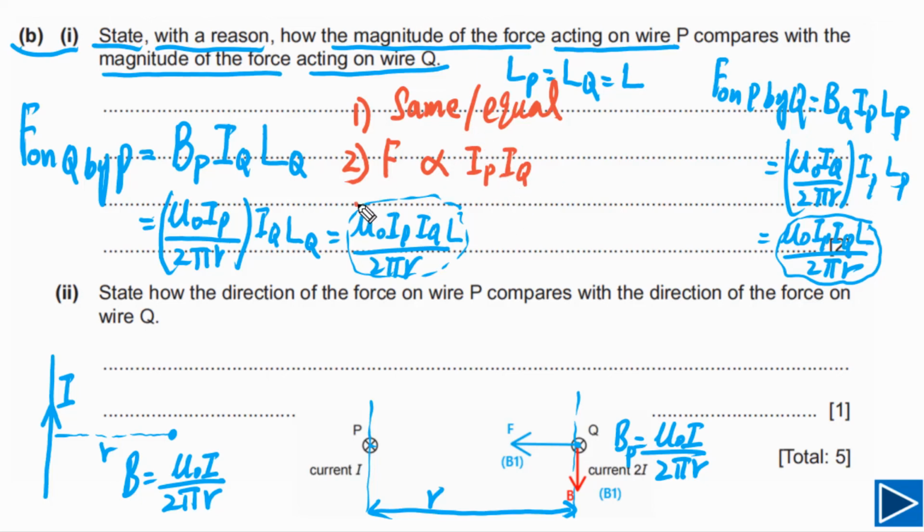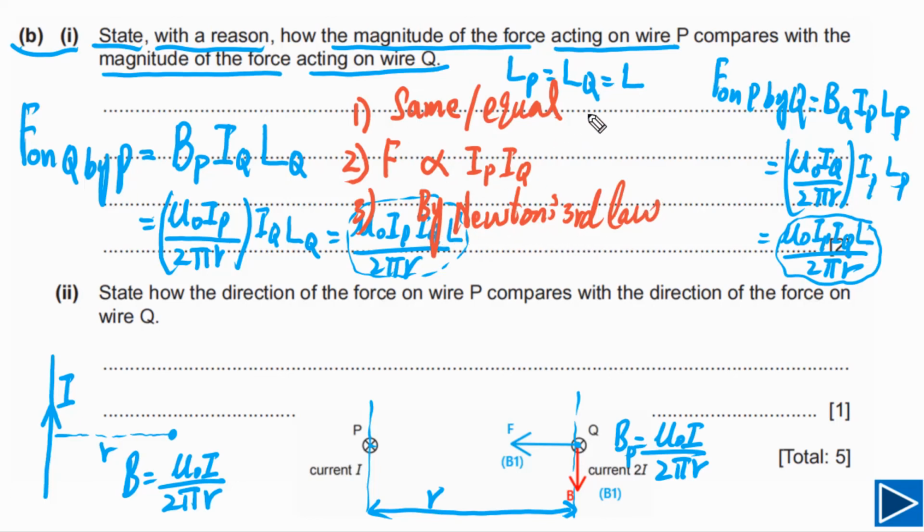You can also say that by Newton's third law. You can also state this one. Any 2 points you can write down. For the first one, you have to state same or equal. Then you can say force is proportional to the product of IP and IQ. So the magnitude of force is the same. Or you can say forces are the same by Newton's third law. That's all we have to write down.